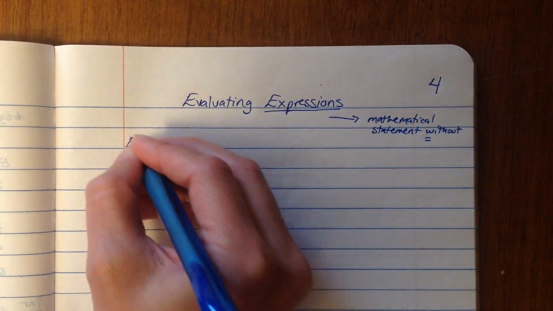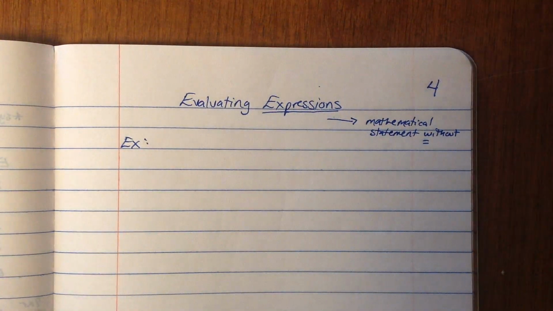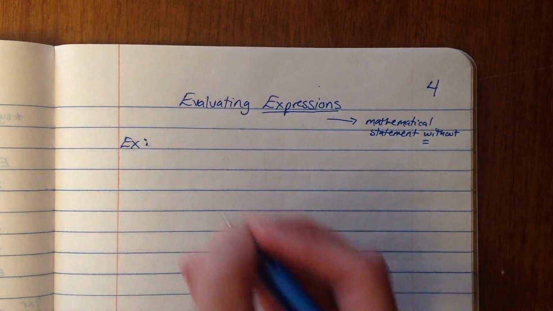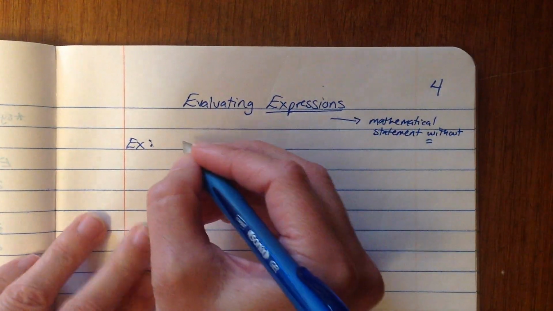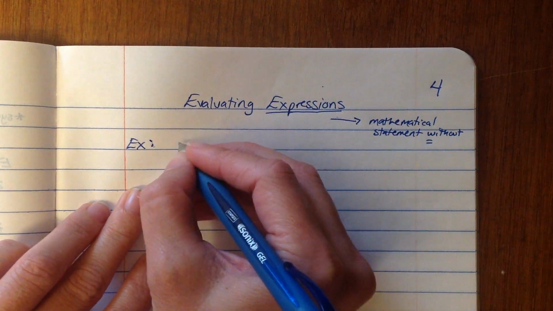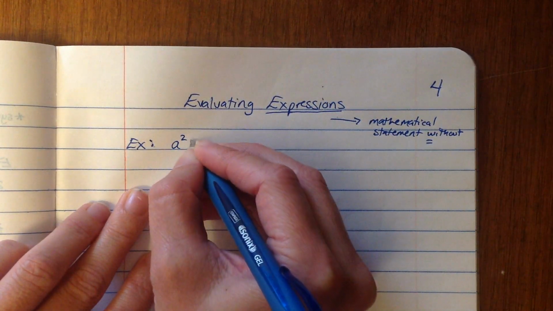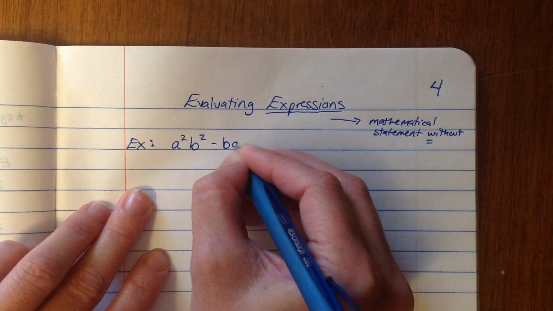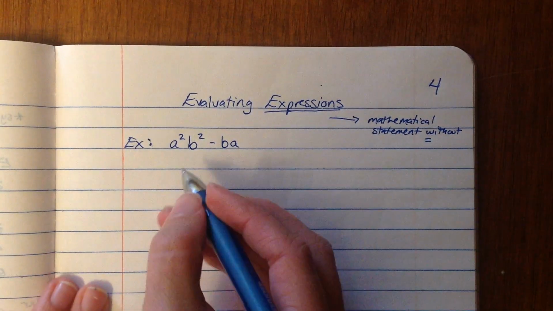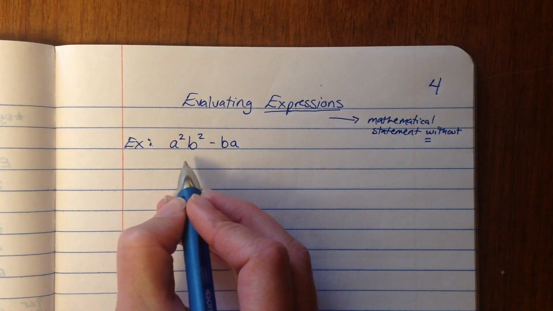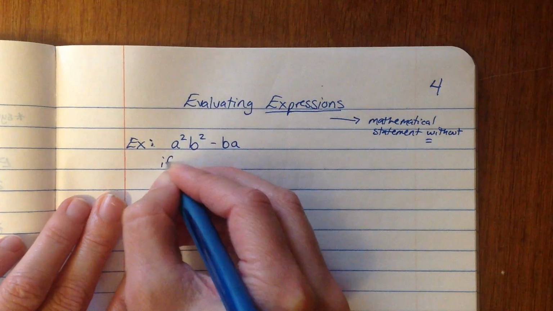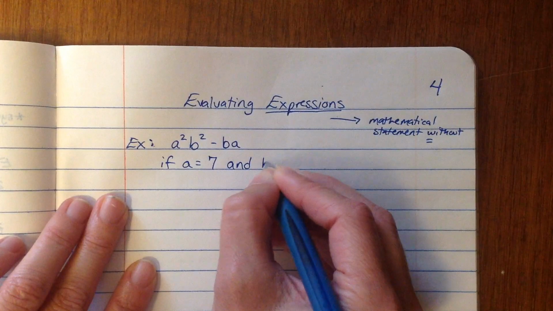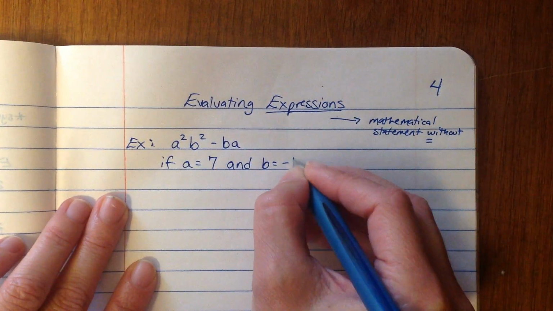This is an important skill to have in algebra because you're going to need to be able to replace and work with variables. So for example, what if we had something that looked like this? A squared b squared minus b times a. And the question will ask, well, what is the value of this if a equals 7 and b equals -1?